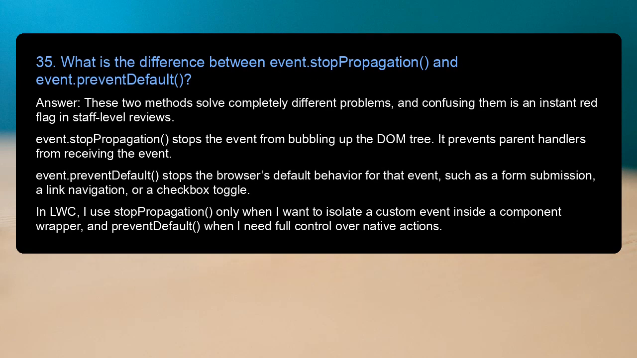35. What is the difference between event.stopPropagation and event.preventDefault? Answer: these two methods solve completely different problems, and confusing them is an instant red flag in staff-level reviews. event.stopPropagation stops the event from bubbling up the DOM tree. It prevents parent handlers from receiving the event. event.preventDefault stops the browser's default behavior for that event, such as a form submission, a link navigation, or a checkbox toggle. In LWC, I use stopPropagation only when I want to isolate a custom event inside a component wrapper, and preventDefault when I need full control over native actions.